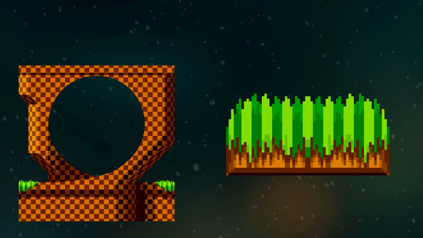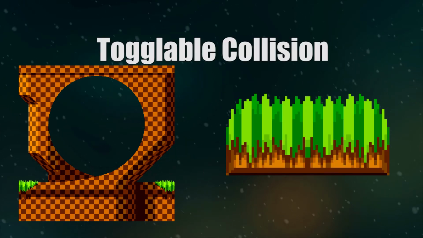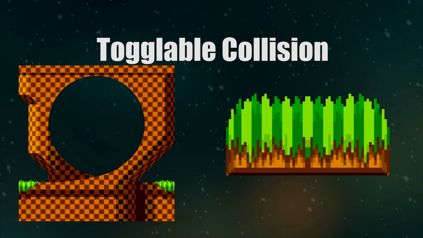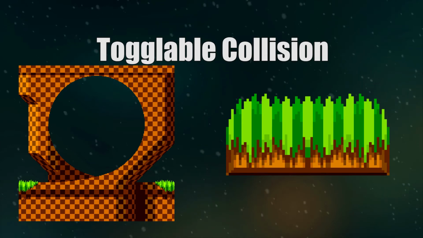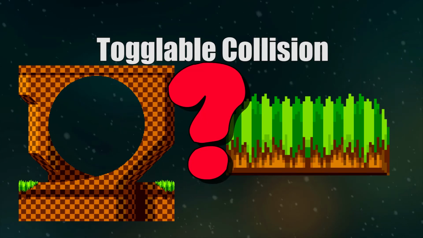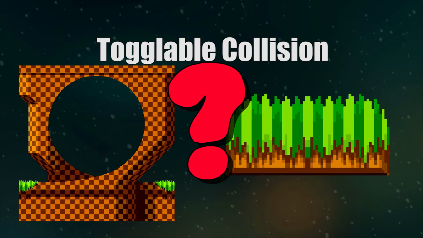So, during the intro, I said loops and platforms are a byproduct of toggleable collision. But some of you may not know what that is. Well, the idea is that we want to make a solid wall that Sonic can't get through, but only sometimes, and that we can control when Sonic can and cannot pass through it.